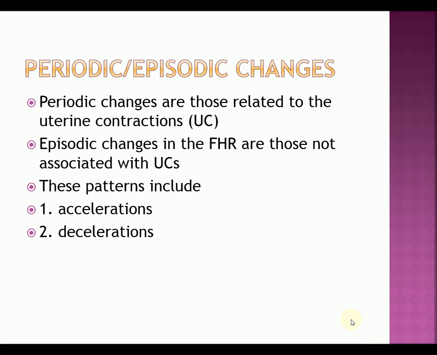So let's talk about periodic and episodic. Periodic changes are those that are related to the uterine contraction, according to your book. And then episodic changes in the fetal heart rate are those that aren't associated with uterine contractions. That usually means we're having accelerations and decelerations. We need to define what these accelerations and decelerations are so you'll know what I'm talking about.